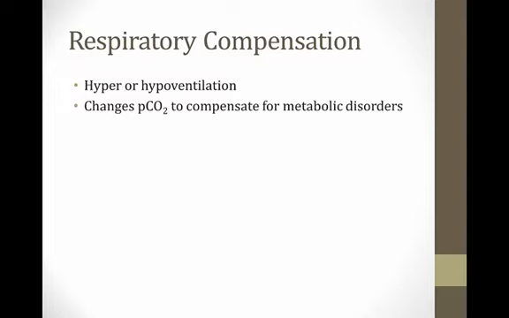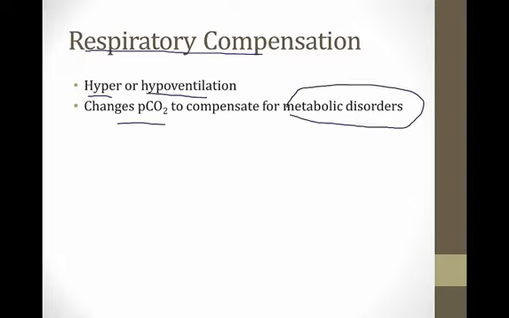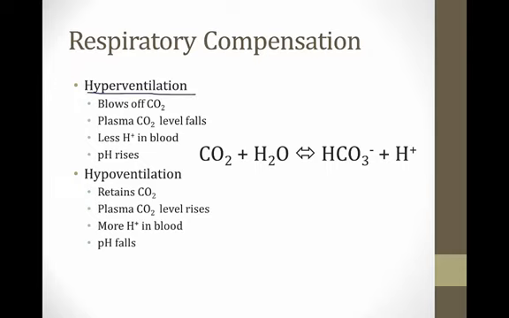So let's talk about respiratory compensation first. Respiratory compensation is always hyper or hypoventilation, and this will change the PCO2 to compensate for metabolic disorders where the bicarbonate level is abnormal. So with hyperventilation, the lungs will blow off CO2, the plasma CO2 levels will fall, there'll be less H plus in the blood, and the pH will rise.